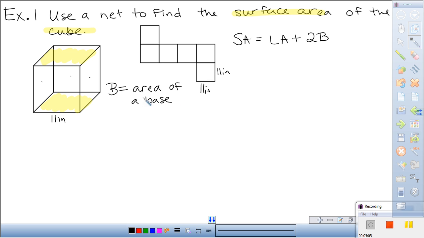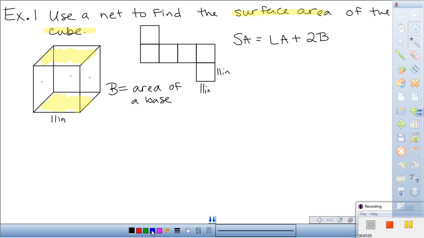Capital B stands for area of a base. Lowercase b just stands for base. But in this case, capital B stands for the area of the base. So first we need to find the lateral area, and then we're going to add to that 2 times the area of the base.